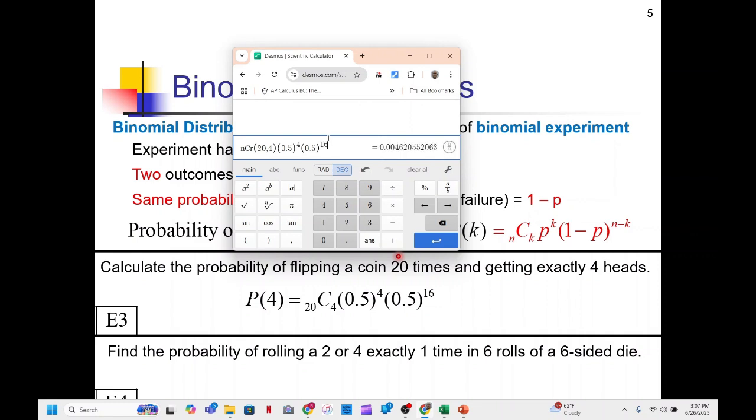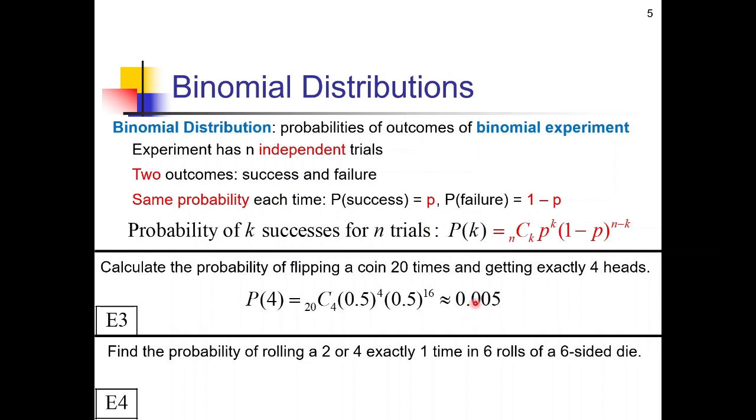Now, I know some of you might be thinking, couldn't we have just done 0.5 to the 20th? In this case, yes, but we're not always going to have the same probability of success and failure, so it's good to get in the habit of treating these separately. And our final outcome, if we round it off to 3 decimals, is 0.005. So we have a 0.5% chance of getting exactly 4 heads.